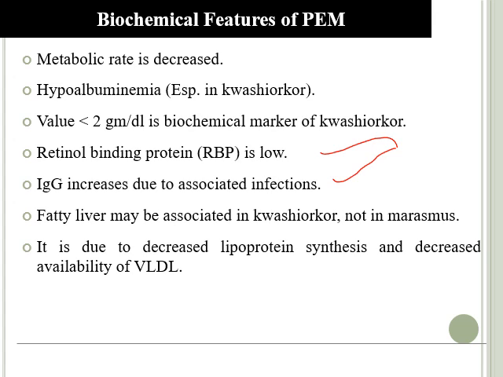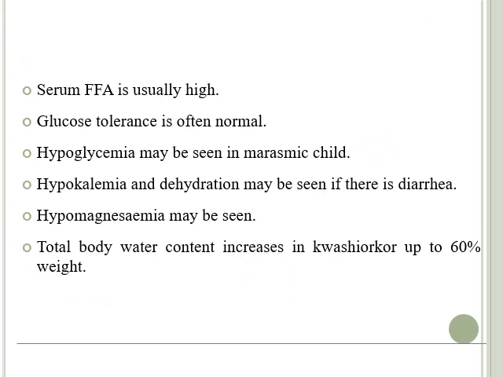Fatty liver can be associated with Kwashiorkor but not with Marasmus. It can be due to decreased lipoprotein synthesis, because in Kwashiorkor it is mainly due to protein deficiency. So there will be decreased lipoprotein synthesis and decreased availability of LDL. Because of that, the child may get fatty liver. There will also be an increase in serum free fatty acids, and glucose tolerance can be normal.